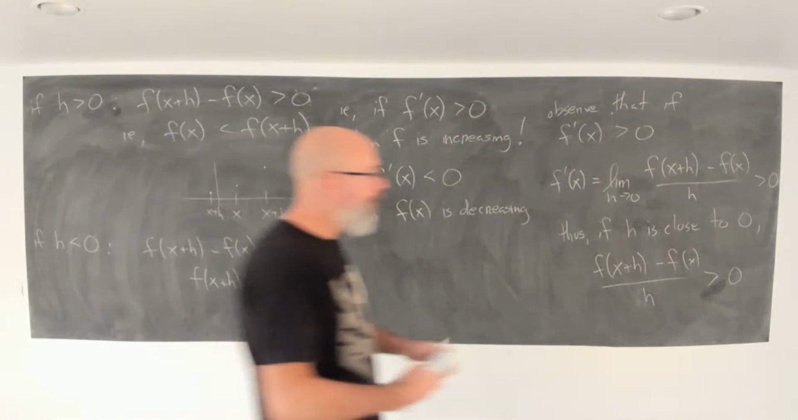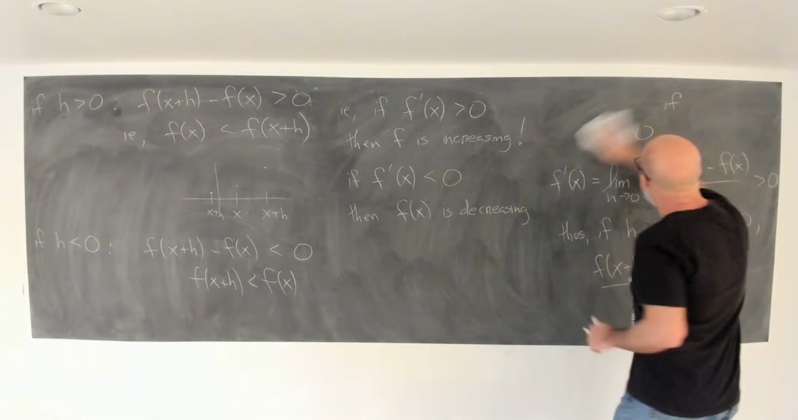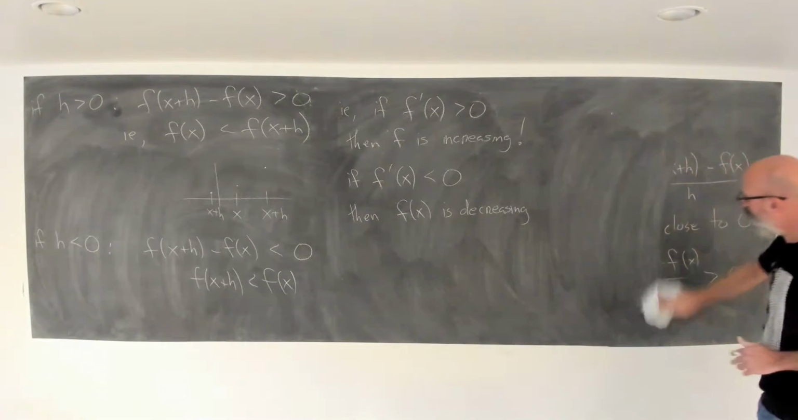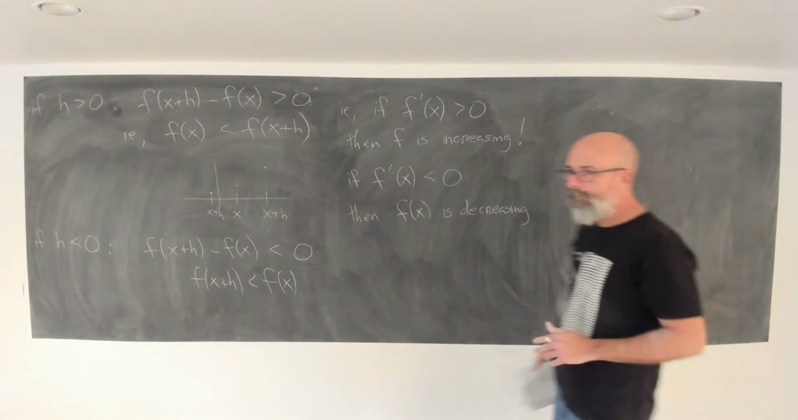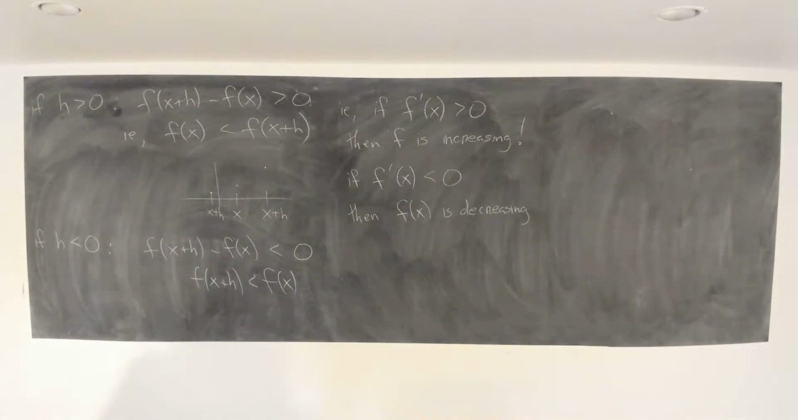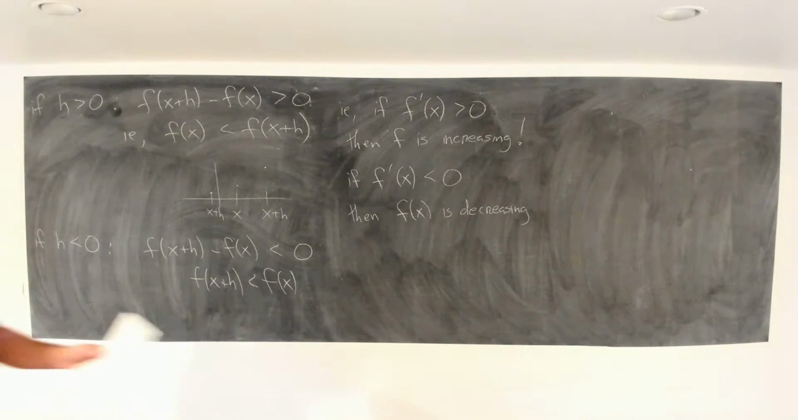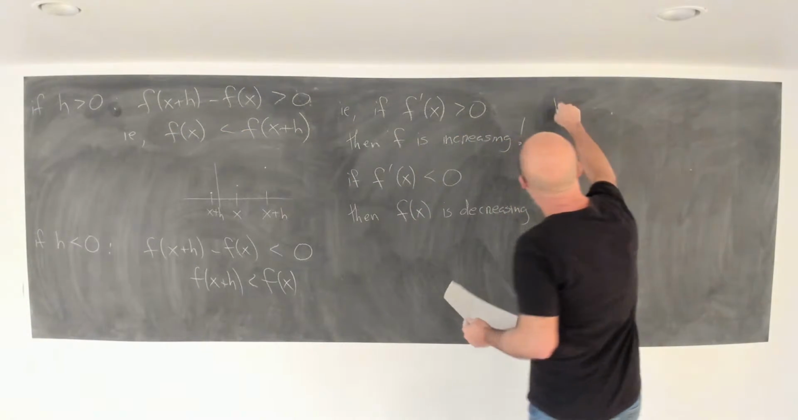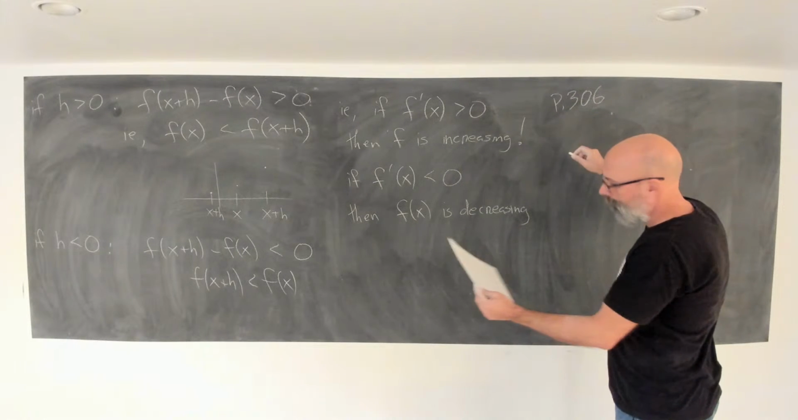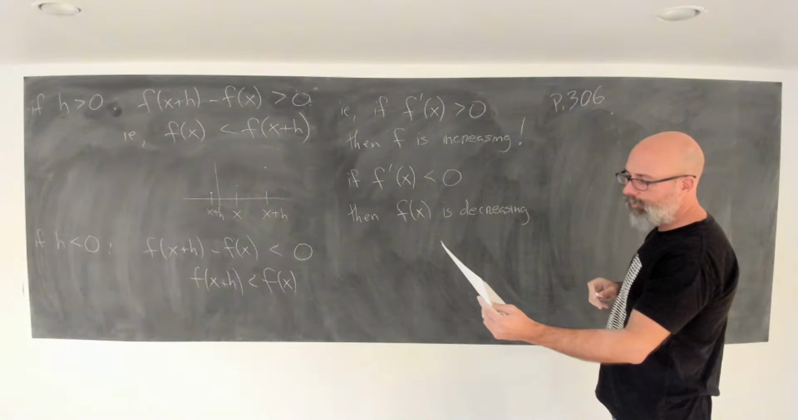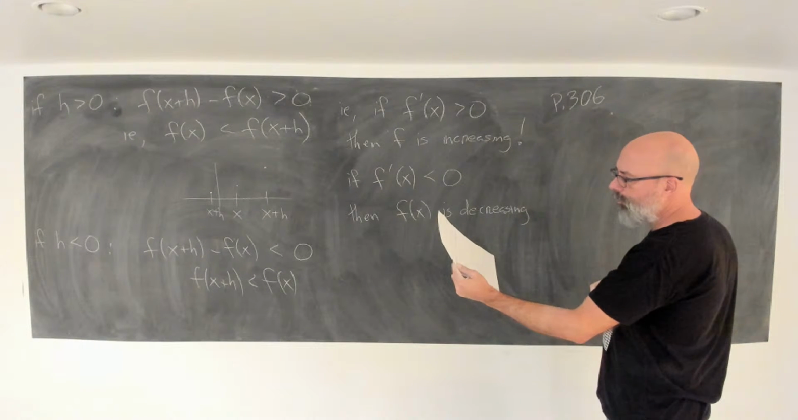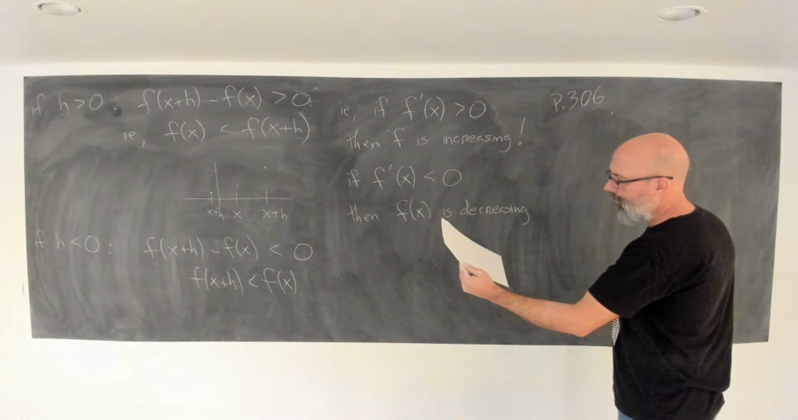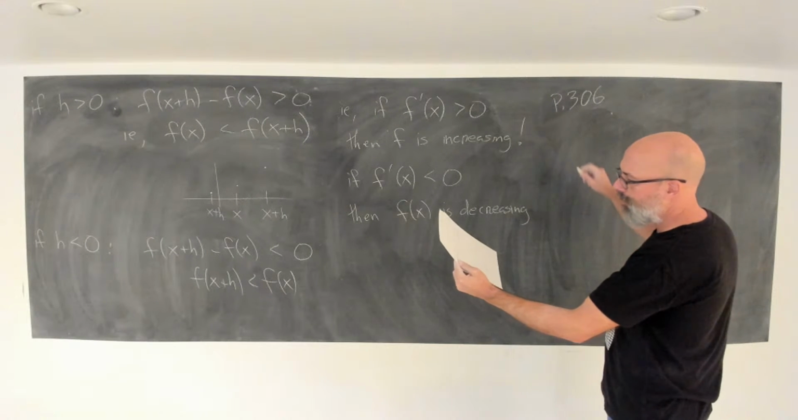Let's take a few examples from the book. The question is asking us to find intervals on which f is increasing and decreasing. And while we're there, find local max and min.